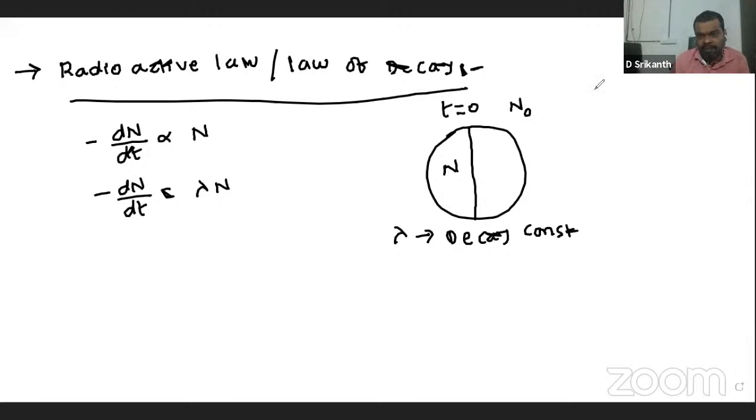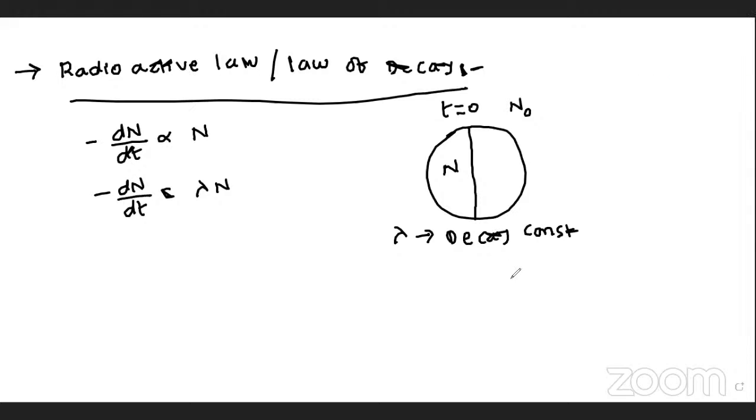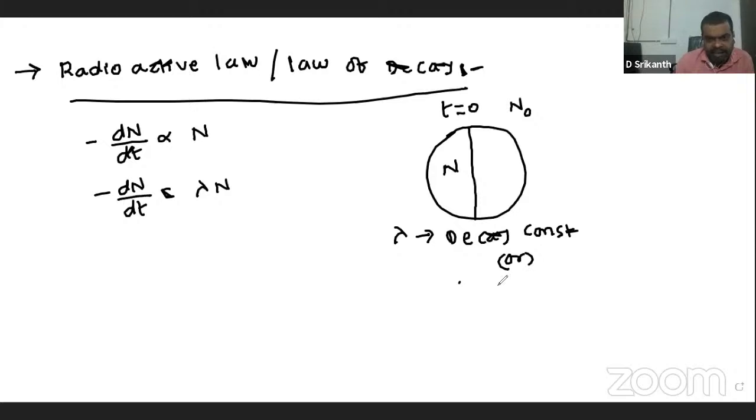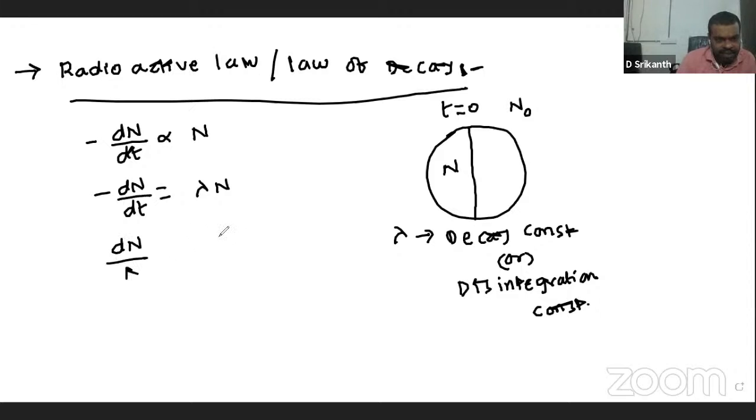It defines how many nucleons are decayed from the nucleus, so it can also be called the disintegration constant. So minus dN by dt, we can write as lambda N. Upon rearranging the equation, dN by N is equal to minus lambda times dt.